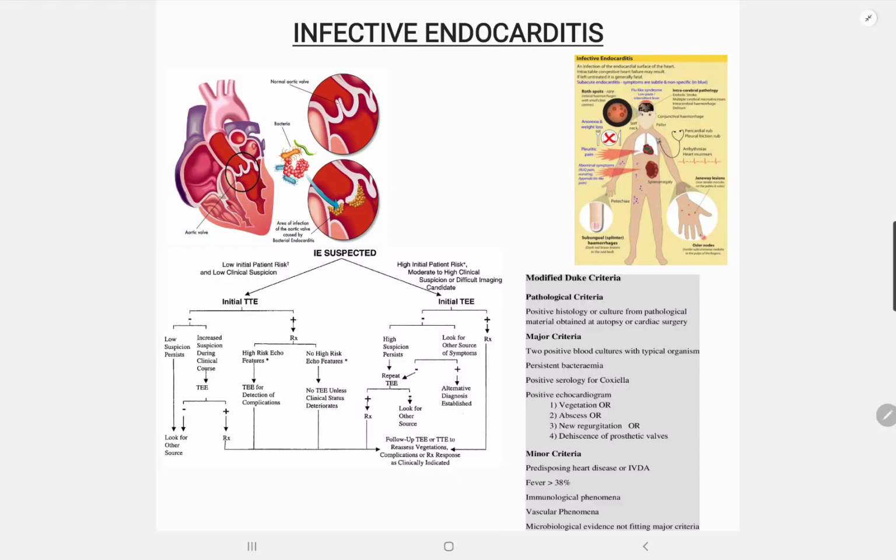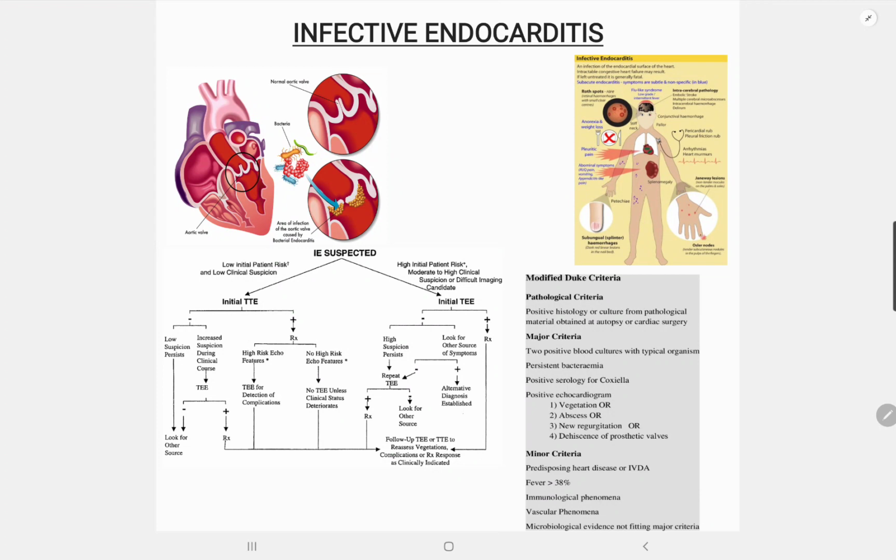Infective endocarditis for medical students. Infective endocarditis is a serious infection of the endocardium, which is the inner layer of the heart chambers and valves. It is typically caused by bacteria entering the bloodstream and attaching to the damaged area of the valve.